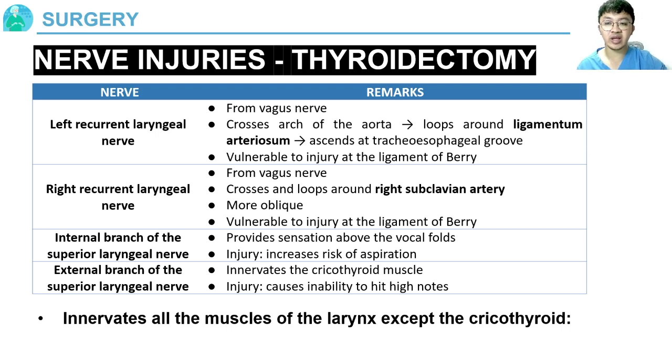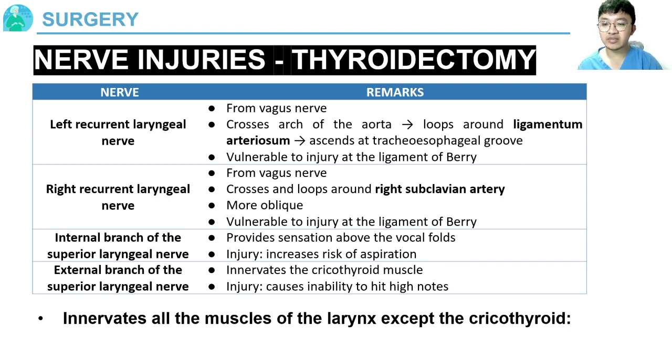That's a good way to remember it. Left ligamentum, same first letter. For the right, it's the right subclavian artery. Okay? For the superior laryngeal nerve, you have the internal and the external branch. Again, the internal branch provides sensation above the vocal cords. For your external branch, it causes inability to hit high notes.